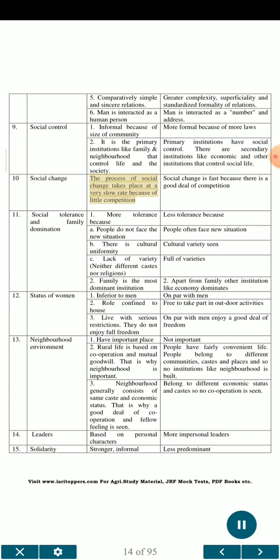Social change. In rural areas, the process of social change takes place at a very slow rate because of little competition. In urban areas, social change is fast because there is a good deal of competition. 11. Social tolerance and family domination.